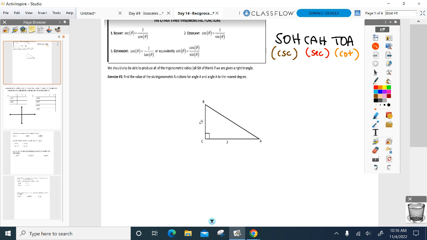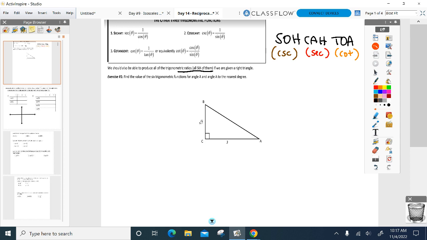All right, I just did a lot of talking there. Now it's going to be practice. Anything you want to ask before we go? All right, let's do this. Take this right triangle, find all 6 ratios. So the big 3 and the new 3. We're going to find all 6.